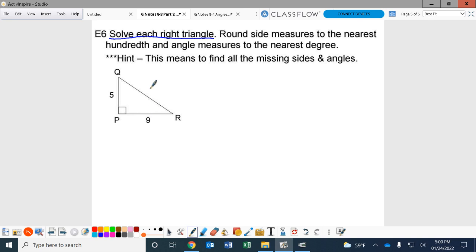So first thing I'm going to do is look at this triangle and see what I've got and see what I can find. So the first thing I notice automatically is that I can find this missing side right here, this x, because I know two sides of a right triangle. Anytime I know two sides of a right triangle, I can use the Pythagorean theorem. 5 squared plus 9 squared equals x squared to find that missing piece. 5 squared is 25. 9 squared is 81, equal to x squared. 25 and 81 would give me 106 equals x squared.